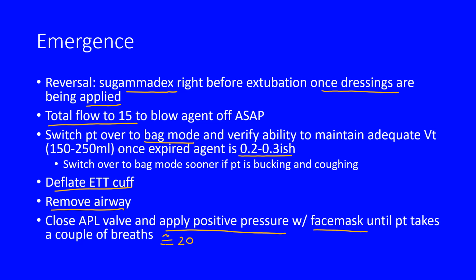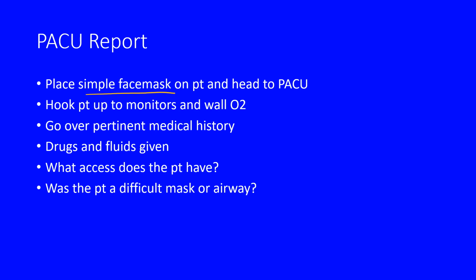Once you're happy with how they look, they're breathing spontaneously and not obstructing, you can place a simple face mask on them and move them over to the bed or stretcher. Sit the head of the bed up to about a 30-45 degree angle and head off to PACU. I always make sure to grab my narcotics kit, any leftover propofol, and a Neo stick. I give PACU a report consisting of any pertinent medical history, the access the patient has, the narcotics given, any vasoactive drugs given in the last 15 minutes, the amount of fluid, and if there was a difficult mask or airway. I chart my postoperative vitals and status and end the anesthesia time.